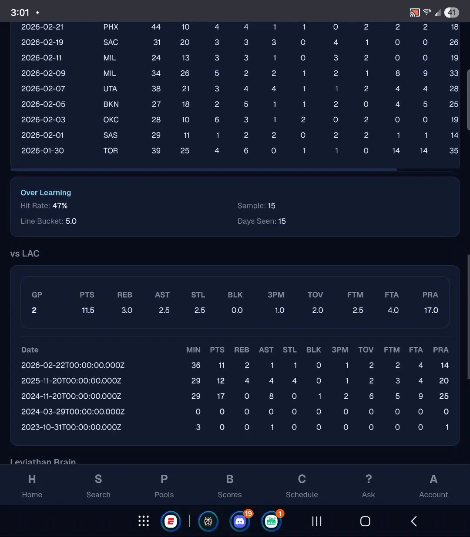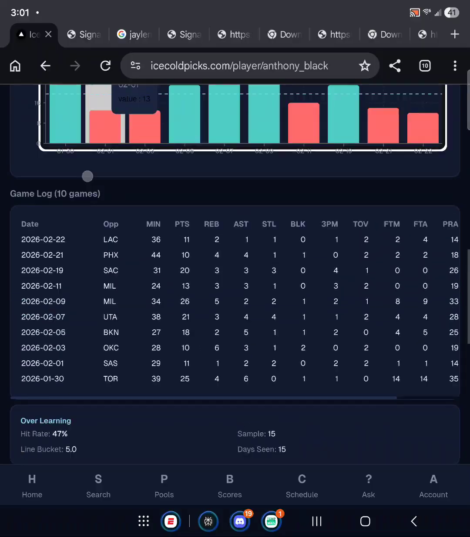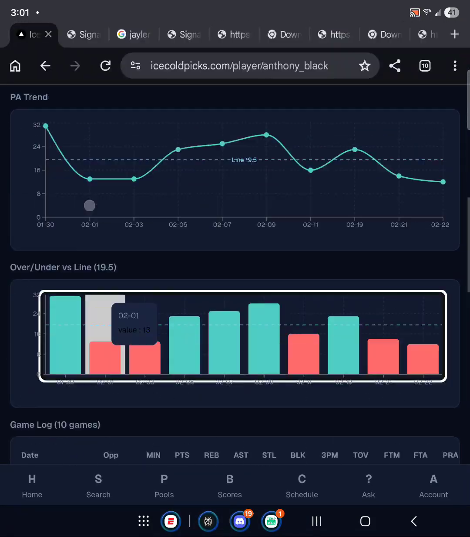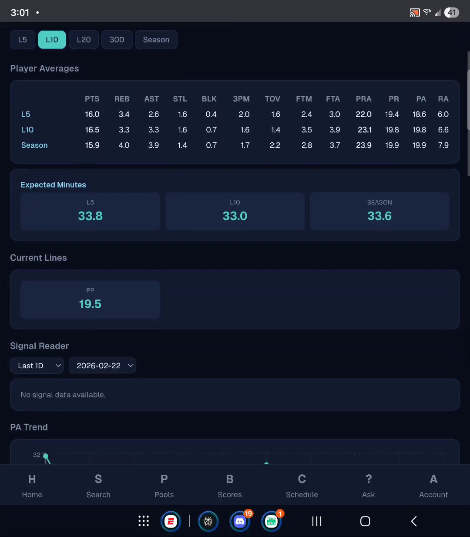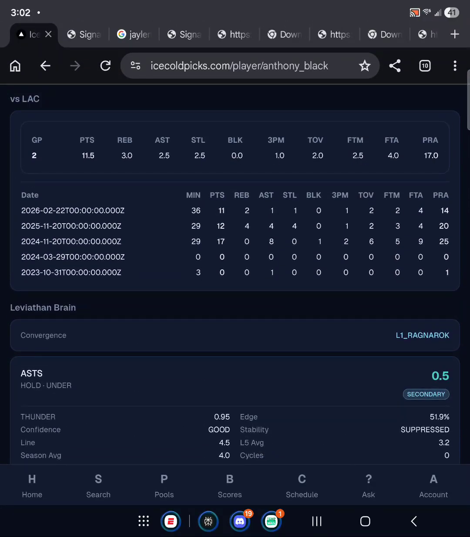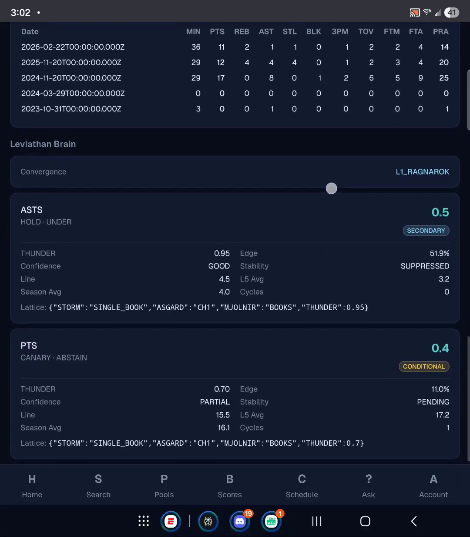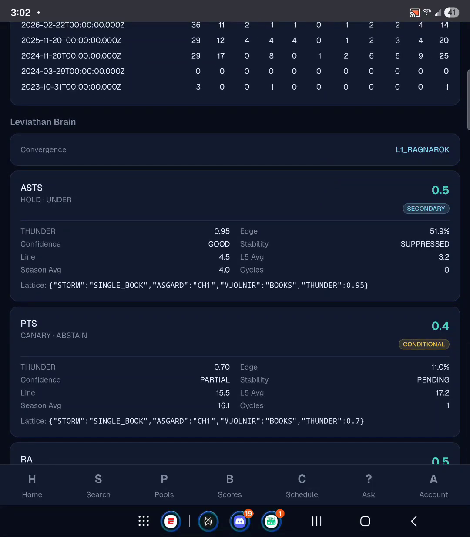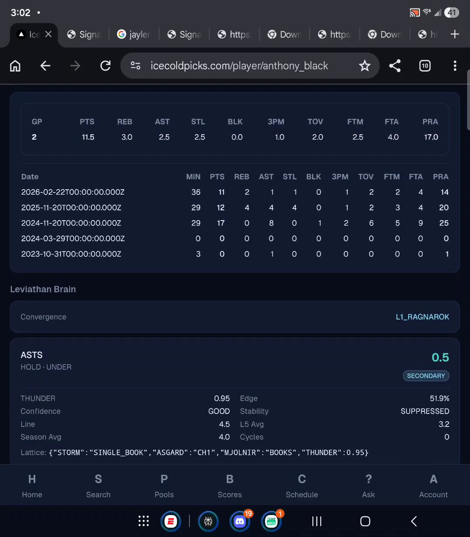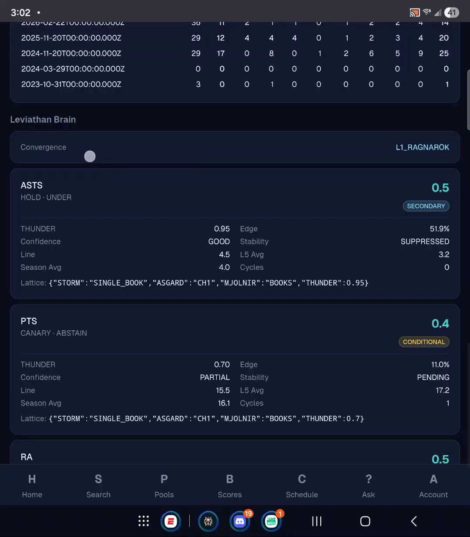So then I come over here to where he gets with the Clippers, sorry. So the line is at 19.5. Remember, we come down here, we look at his PA. We got 12 and 14. And 12 and 4, we got 16. Then we come over here again, we got 17 and 8. So he clears it one time, and he doesn't clear one time.